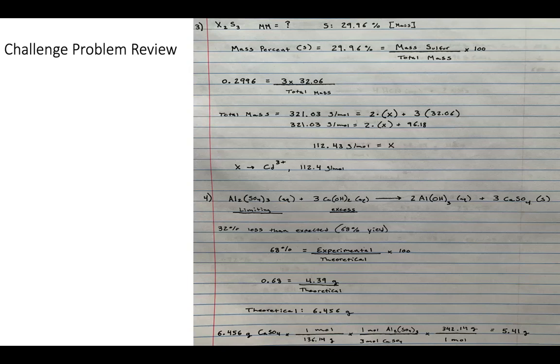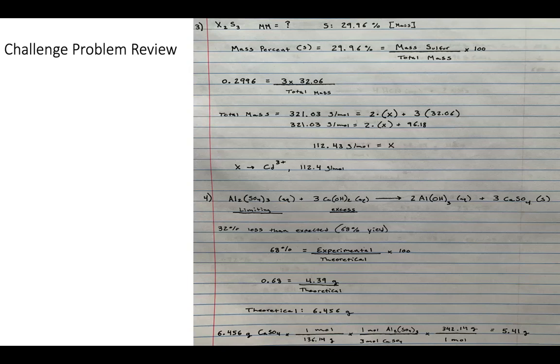And so kind of the trick behind this is they mentioned in the problem that your yield is 32% less than expected. Okay, so your theoretical yield, right, is 100% of what you expect. That's saying if all your reactants react in the way that they should, you will get 100% of the product you expect.